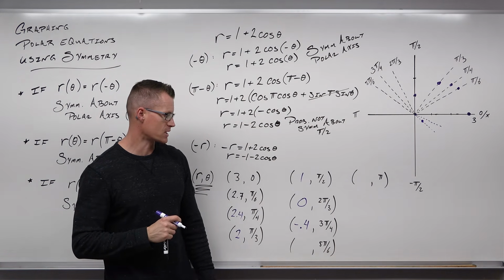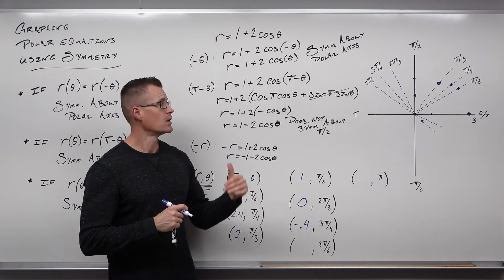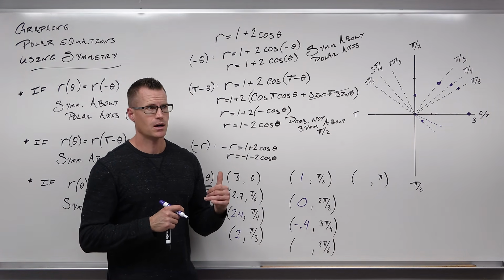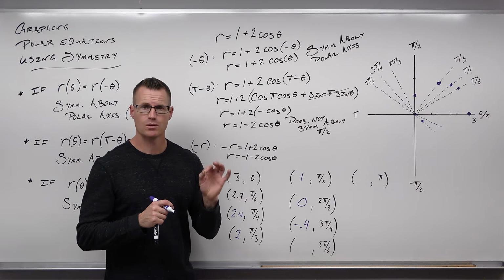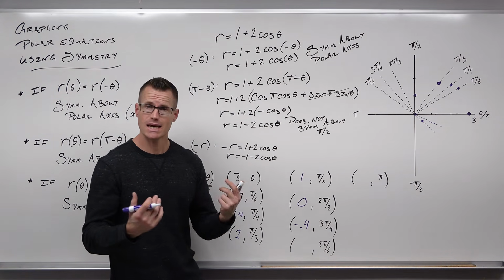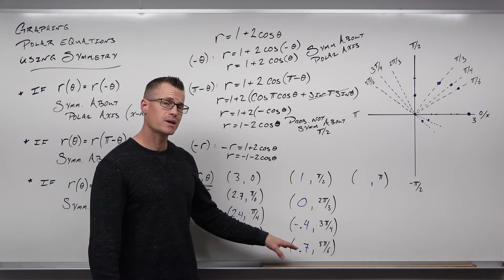How about 5 pi over 6? Same thing's going to happen here. Cosine of 5 pi over 6 is negative square root 3 over 2. 2 times that is negative square root 3. That's negative 1.7. 1 plus negative 1.7 is negative 0.7. So we get negative 0.7.